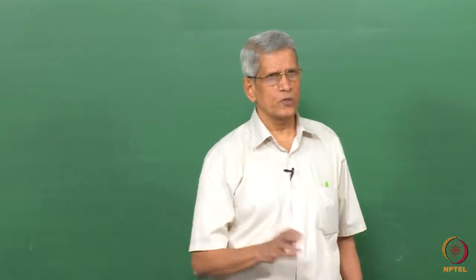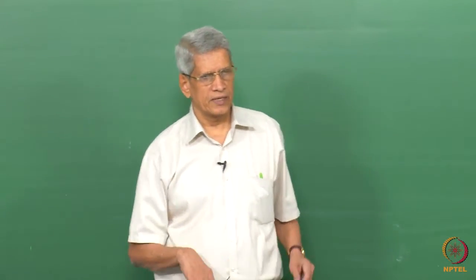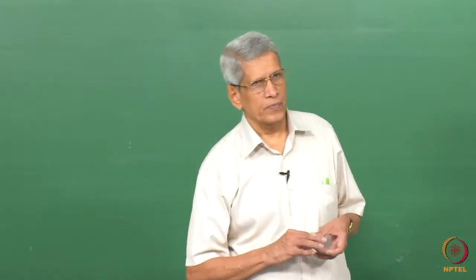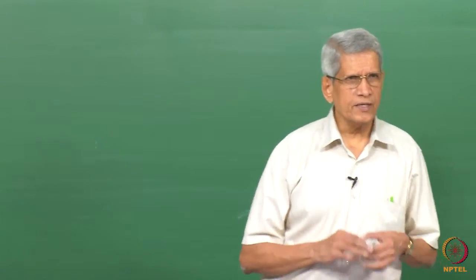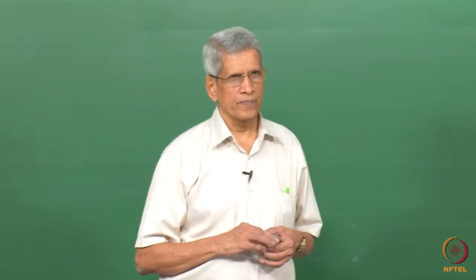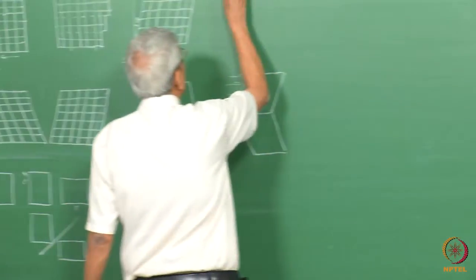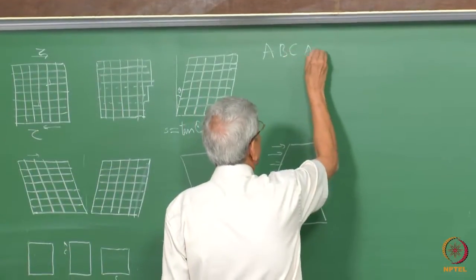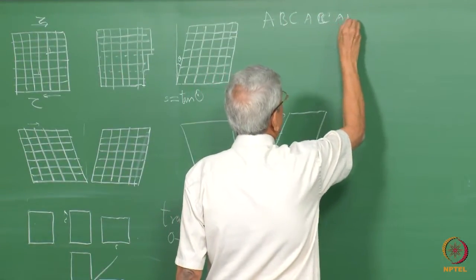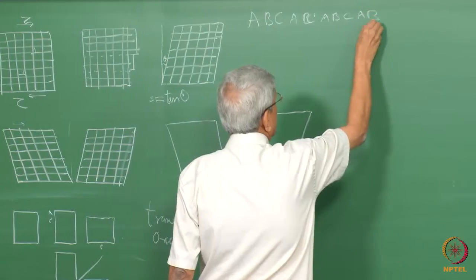Here I am just taking an FCC lattice to show how twinning is occurring. The stacking sequence in FCC is ABC, ABC, ABC in a perfect stacking sequence, correct?